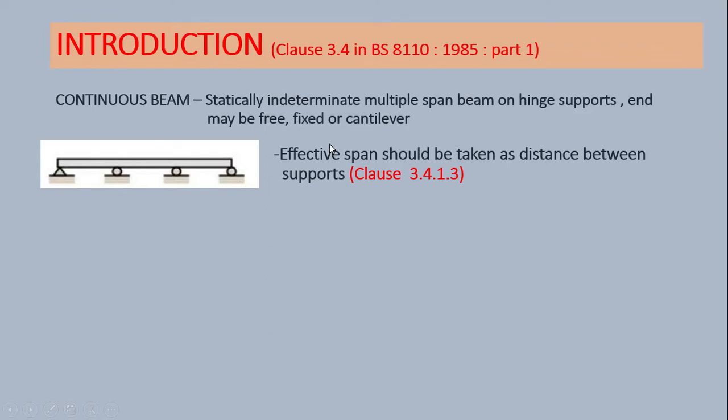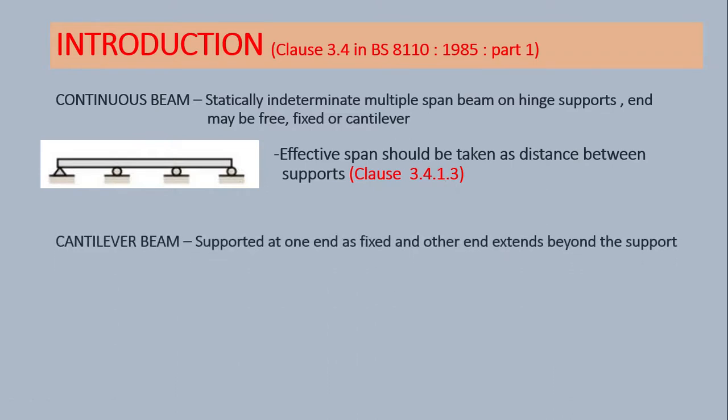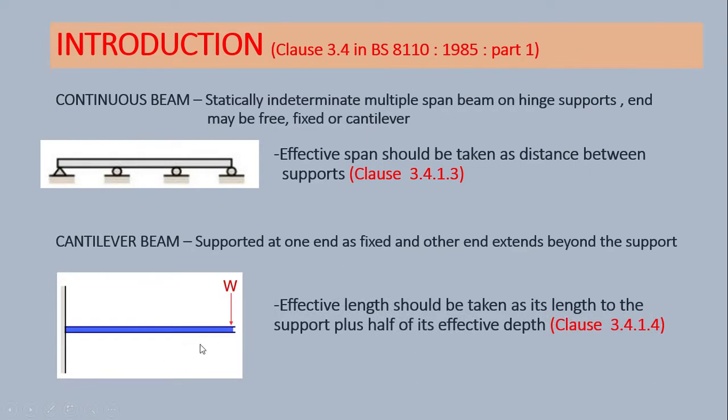You can clearly read and understand this in clause 3.4.1.3. Also, let's move to the cantilever beam, another type of beam. You can clearly identify it in this figure. In this case, one end is fixed, that means no movement, no rotation, and the other end is a free end. This kind of beam is called a cantilever beam. When calculating the effective length of a cantilever beam, we take the distance from the free end to the fixed end plus half of the effective depth. It is clearly indicated in clause 3.4.1.4 in the code.